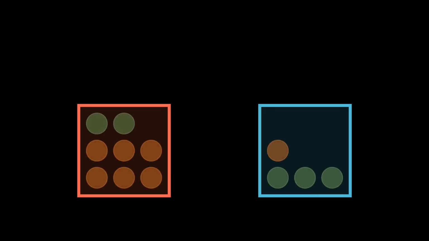Let's begin with a simple scenario involving two colored boxes, one red and one blue, each containing a mix of apples and oranges. The red box contains a majority of oranges, while the blue box has more apples. From this example, we'll derive the sum and product rules of probability.